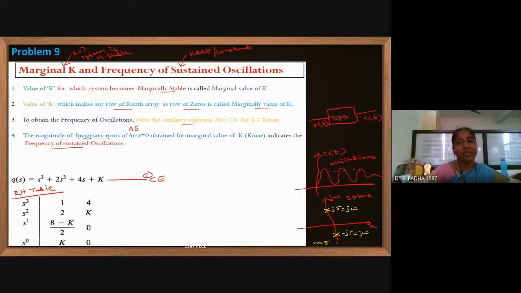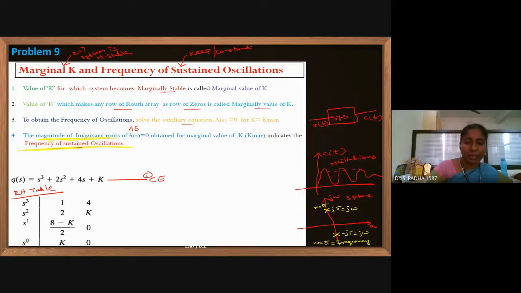Omega is nothing but frequency, hence the name frequency of oscillations. The roots on the y-axis, omega value 5, J5 and minus J5, these are the roots. These are the poles on the imaginary axis, hence we call them the magnitude of imaginary roots. 5 is the magnitude, magnitude means value of the root. Magnitude of imaginary roots will give frequency of sustained oscillations, because that value is nothing but omega, and omega is nothing but frequency of oscillation. That is the meaning of these 4 points.